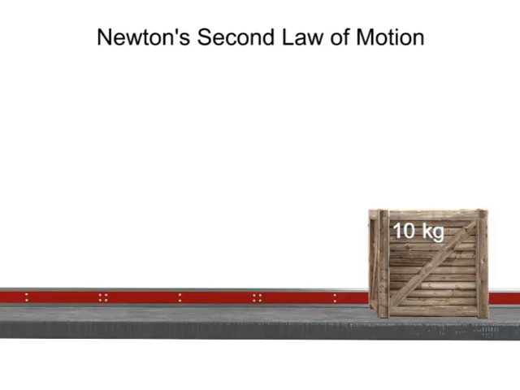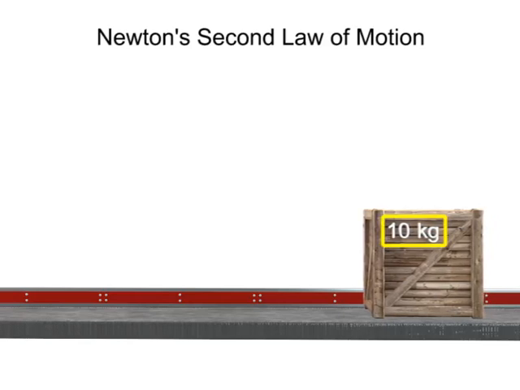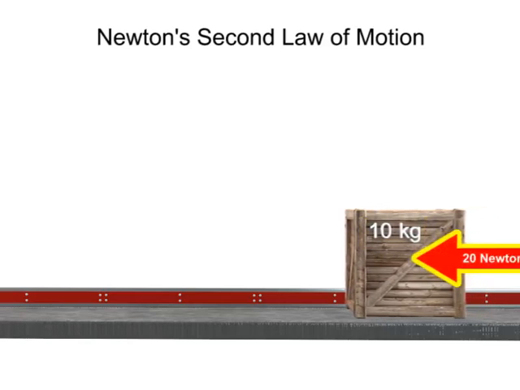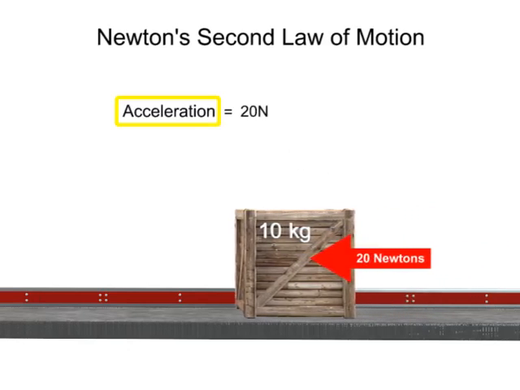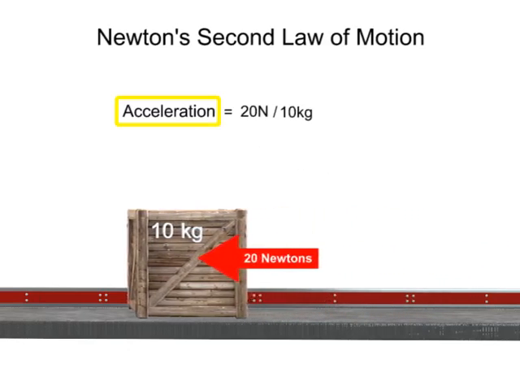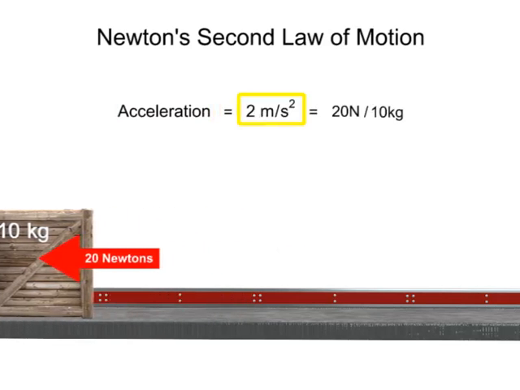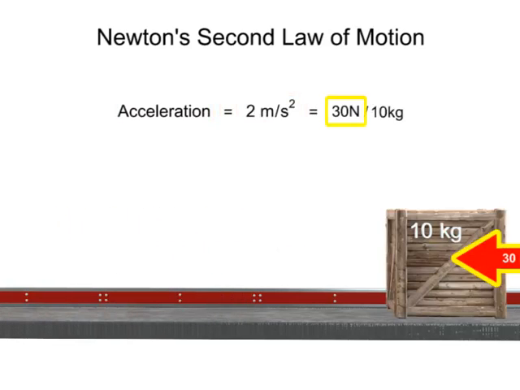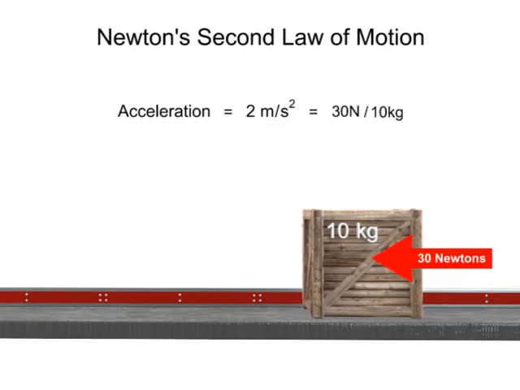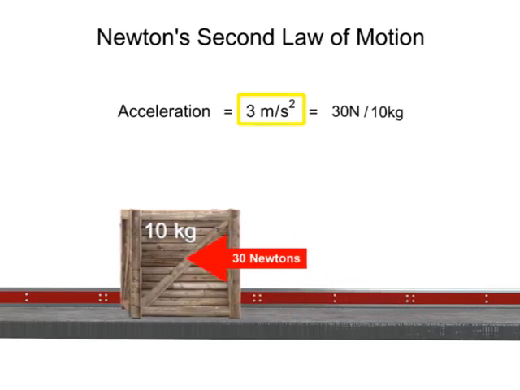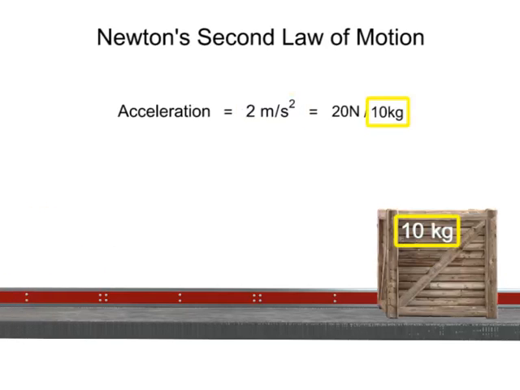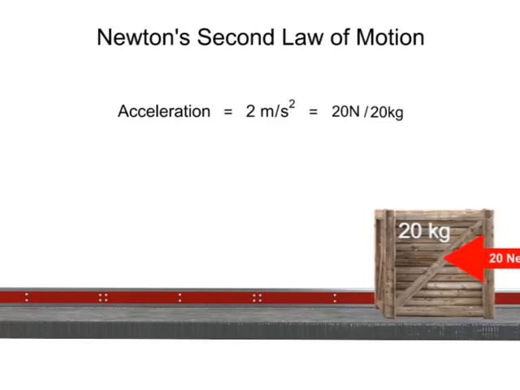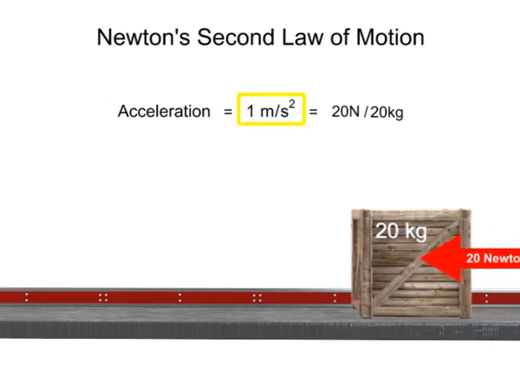Take, for instance, a scenario where you're pushing a 10-kilogram box along the ground with a force of 20 newtons. The acceleration of the box equals the force you exert, divided by the mass of the box, or 2 meters per second squared. If you push 10 newtons harder, the acceleration of the box will increase in direct proportion and becomes 3 meters per second squared. If the mass of the box is increased to 20, but the force stays the same, the acceleration will decrease in inverse proportion to 1 meter per second squared.